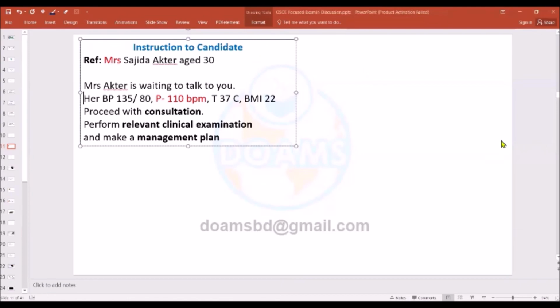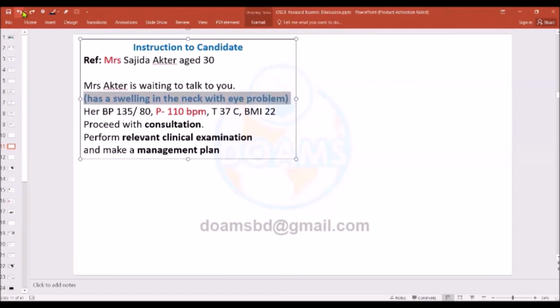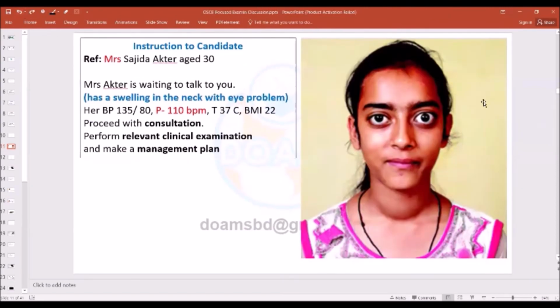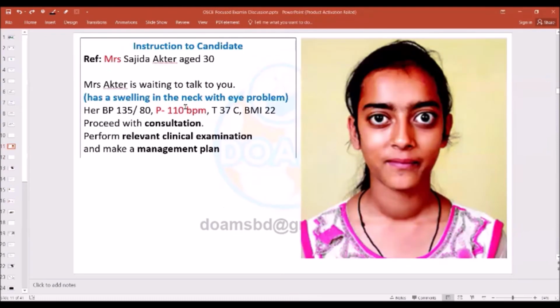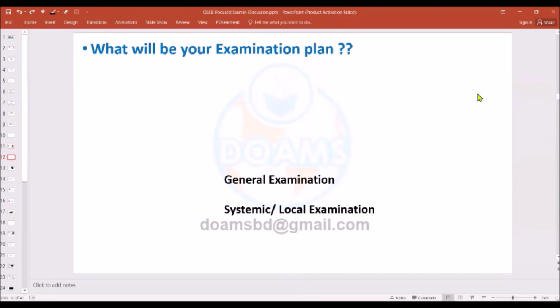So now come to this patient again. Yes, this is our patient. Thank you for interacting with me. I believe all of you should try to interact like this. Now in this examination plan, you came to know that we have to see some general examination relevant to this patient's symptoms and signs. Already you got some signs, tachycardia and the appearance of the patient. So keeping this in your mind, please make a plan for general examination and systemic or local examination.